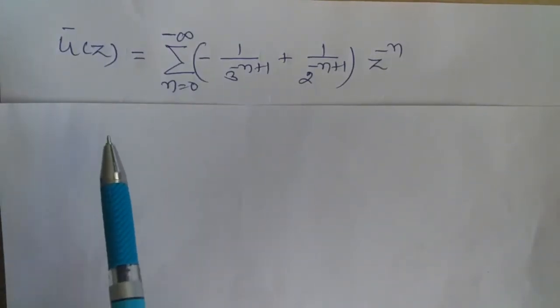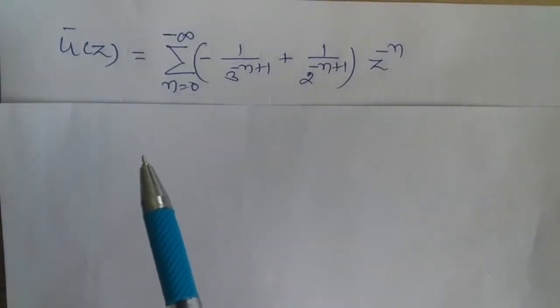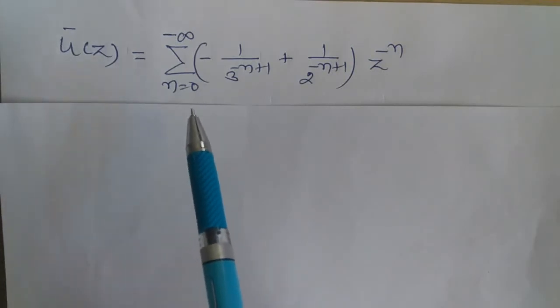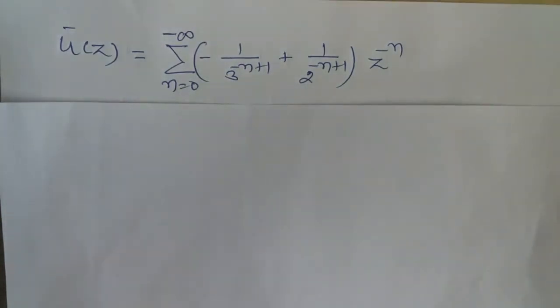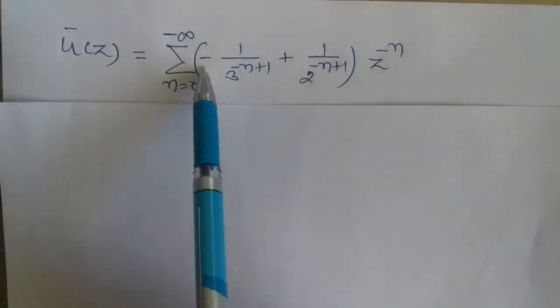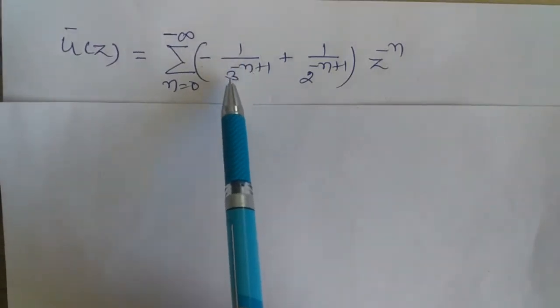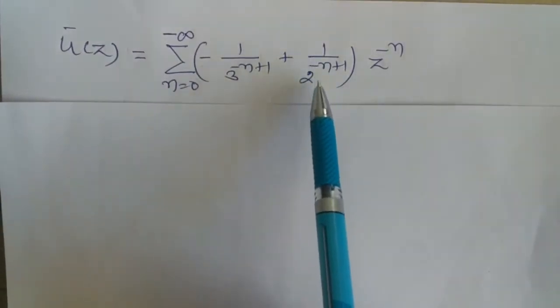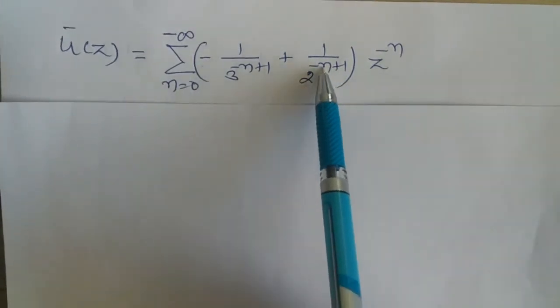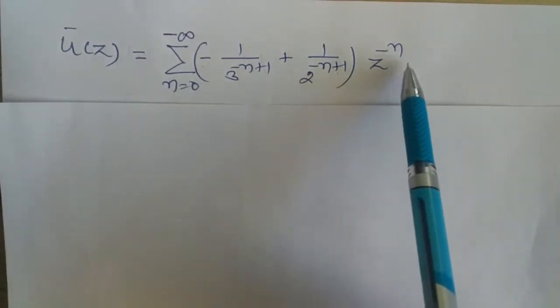Then we get u bar z equal to summation. Now n replaced by minus n, then 0 to infinity becomes 0 to negative infinity, so the summation goes in the negative direction, minus 1 upon, n replaced by minus n, we get 3 power minus n plus 1, plus 1 upon, n replaced by minus n, we get 2 power minus n plus 1, into z power minus n.